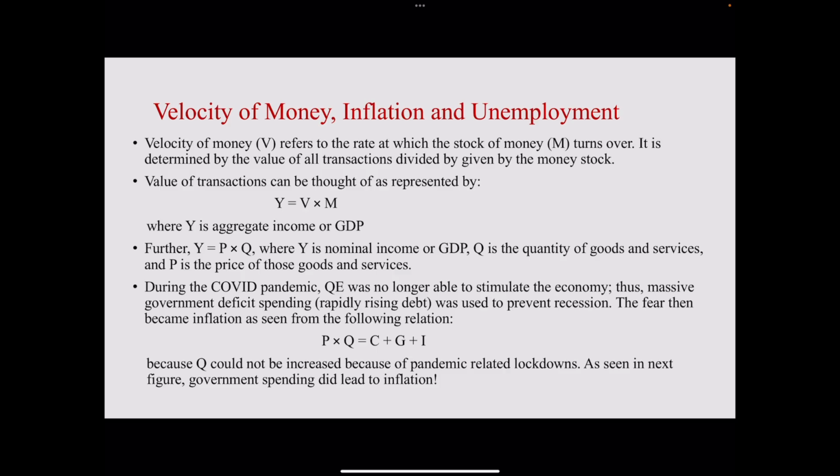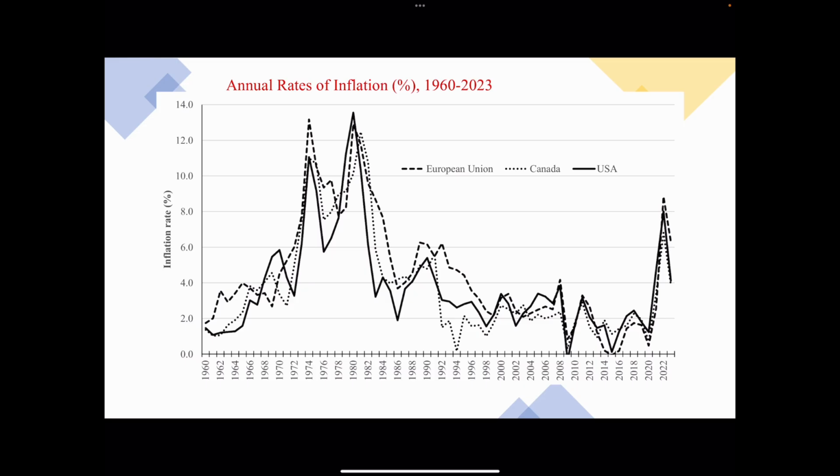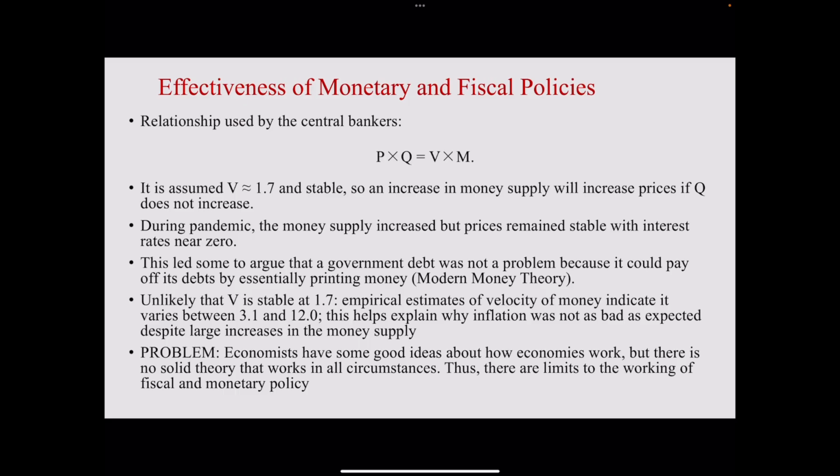It showed up after the COVID pandemic really was starting to end. And we see that here, where you can see this spike over there in the inflation rate. And it occurred, notice, in the European Union, in Canada, and in the USA.